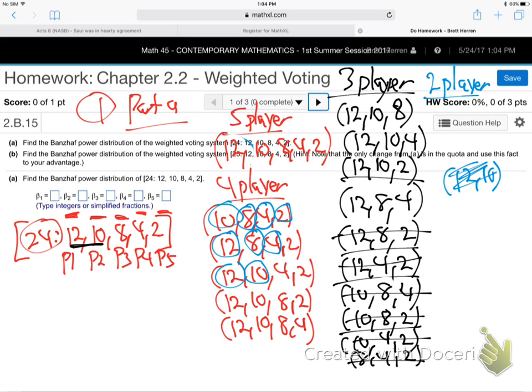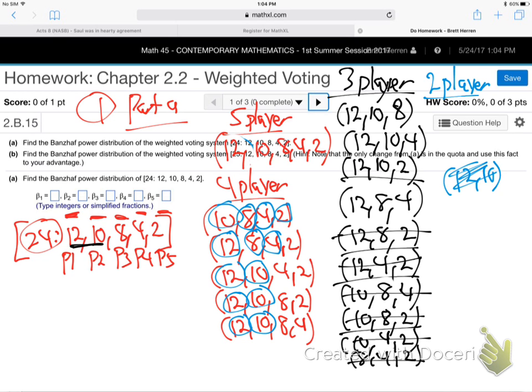4, not critical, right? 12, yeah, not critical. And then 12, 10, 8 doesn't show up, not critical. 12 and 10. Yeah, not critical, right? Yeah.